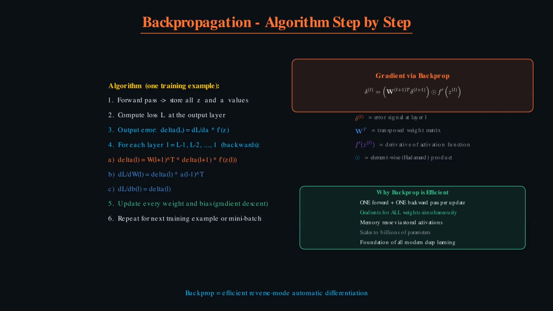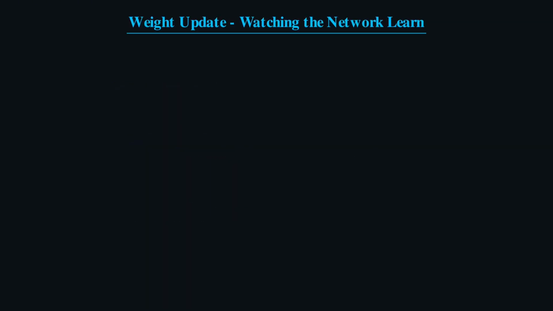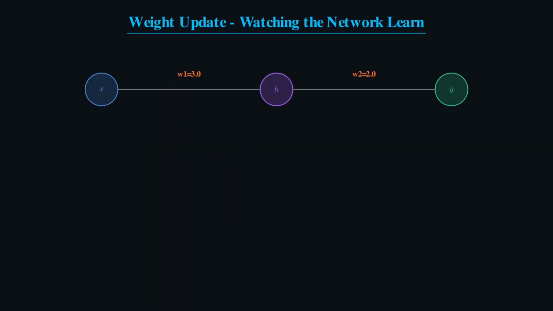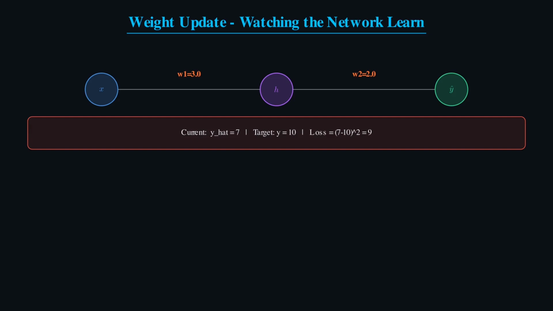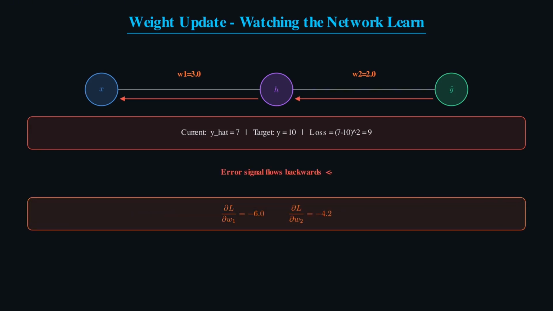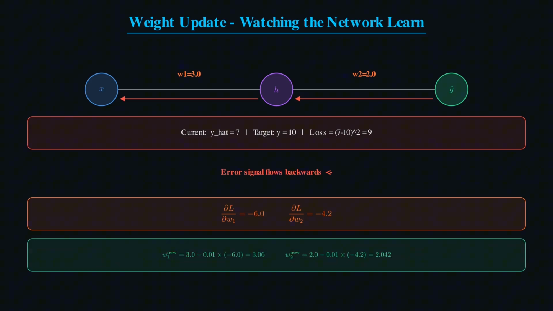The full backprop algorithm. Forward pass, store every z, compute loss, compute output error, then for each layer backwards propagate the error using the transposed weight matrix and activation derivative, compute weight and bias gradients, update. 1 forward pass, 1 backward pass, gradients for everything.